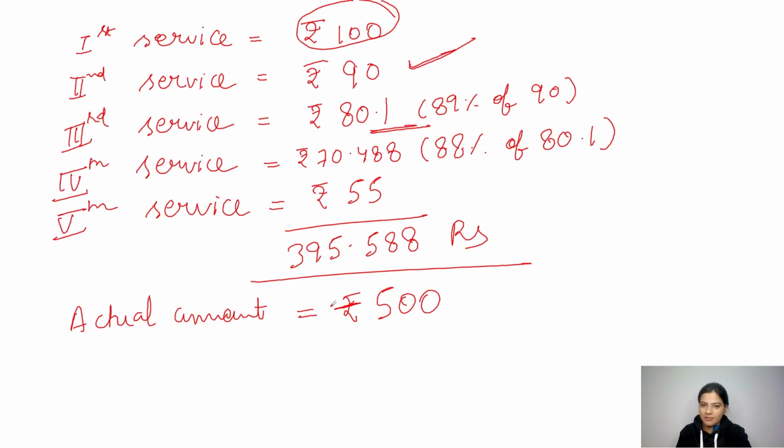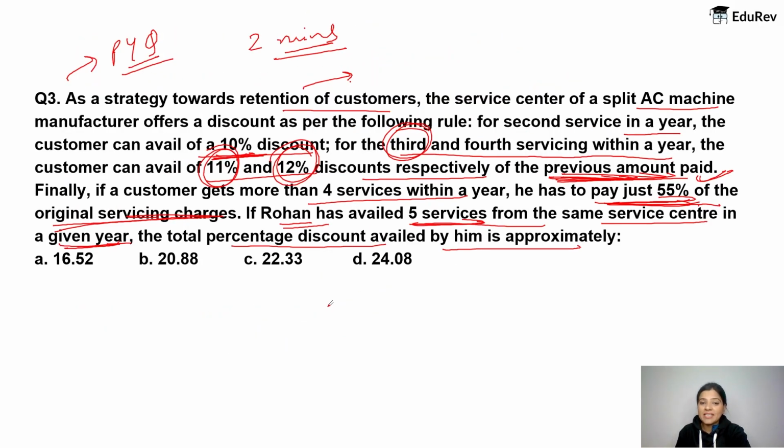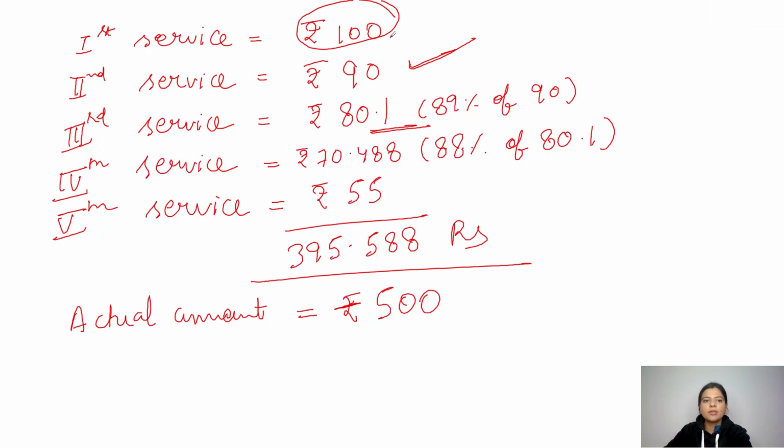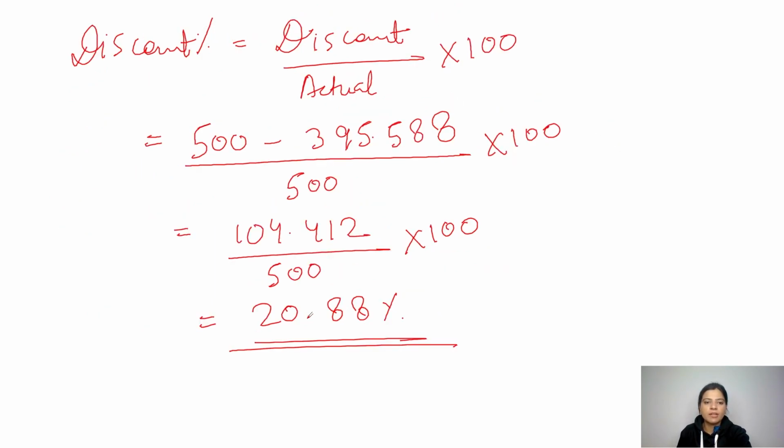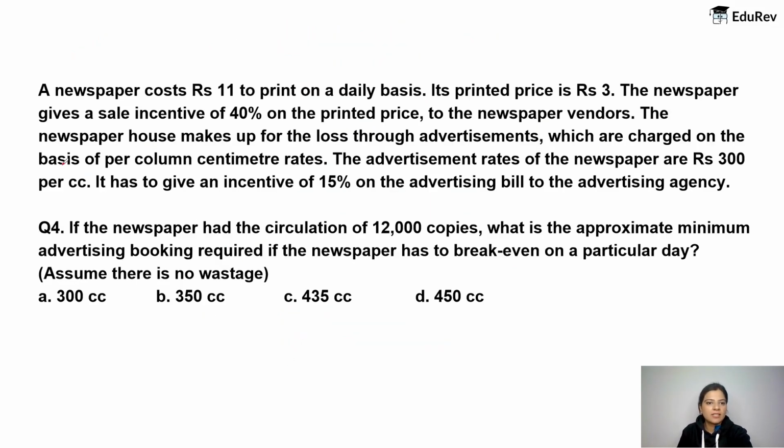20.88% on 5 services. So you saw how easy the question was and how quickly you can do it if you suppose the first service for rupees 100 rather than supposing it for X. We supposed it as 100 and we got our answer with a very easy approach. Okay, now let's move to the next question.